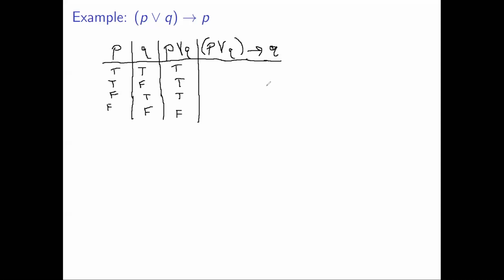And now we can evaluate the final column. P or Q implies, supposed to be a P. I wrote a Q there. I guess it doesn't really make much difference, but I'll change it to the one that we actually want to do. So P or Q implies P. So first row, our hypothesis P or Q is true, and our conclusion P is also true. So the implication is true.